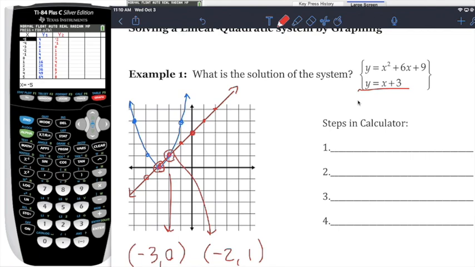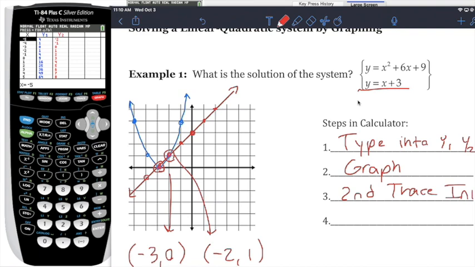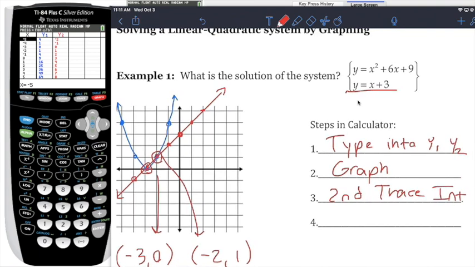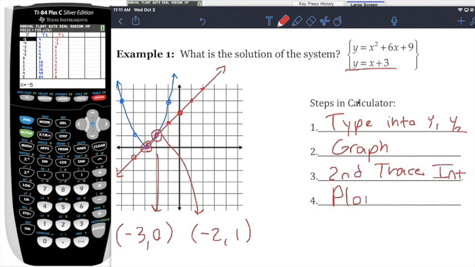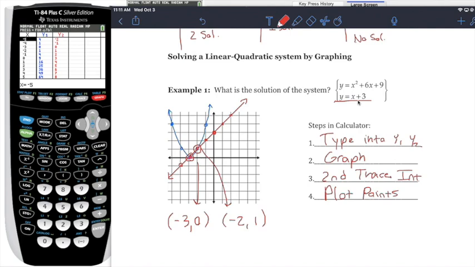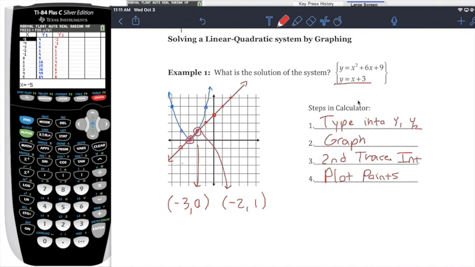Now, as far as steps in the calculators, I would say, type into y1 and then y2, and then we hit graph, and we hit second trace, intersect, and then find both of your intersections from there, and then I guess just plot some points. And there you go, and that's how you solve a system of quadratic equations by graphing. Just look for where they intersect, use your calculator to graph if available.